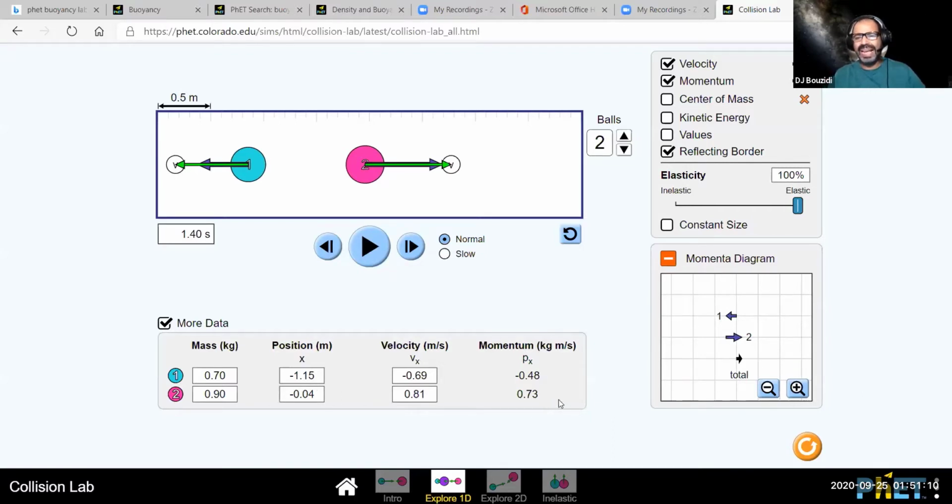I need to add them. Remember, these are algebraic sums. That means negative 0.48 plus 0.73. When you add them together, you're actually doing a difference. So in this case, it's going to be 0.25 again, okay?